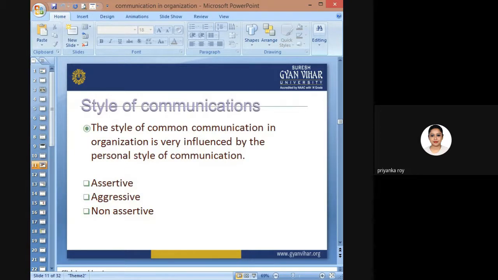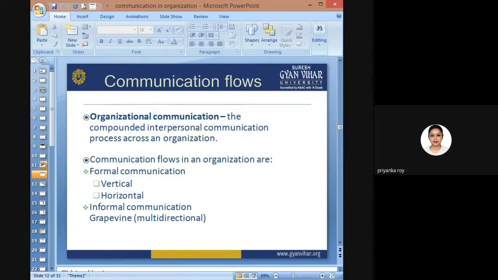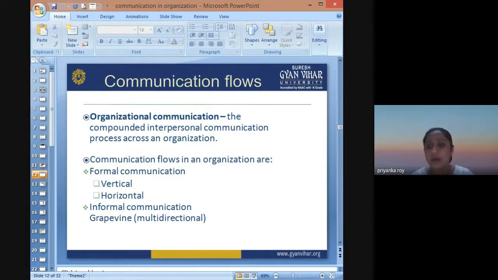The style of communication in an organization is very much influenced by the personal style of communication, that is, whether you have an assertive style, an aggressive style, or a non-assertive style of communication. So there are different styles of communication apart from formal and informal styles. Organizational communication is the compounded interpersonal communication process across an organization. So communication flow in an organization is like formal communication, in vertical or horizontal directions.